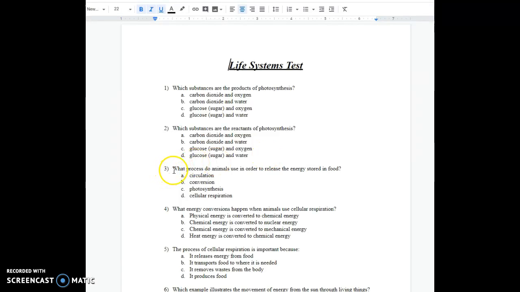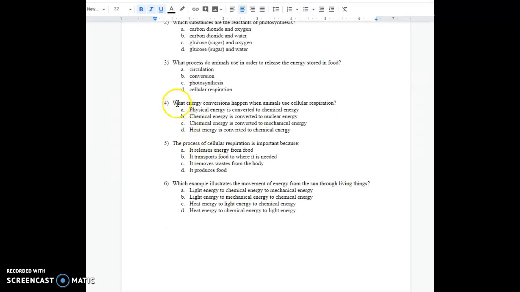Number 3. What process do animals use in order to release the energy stored in food? A. Circulation. B. Conversion. C. Photosynthesis. D. Cellular respiration.